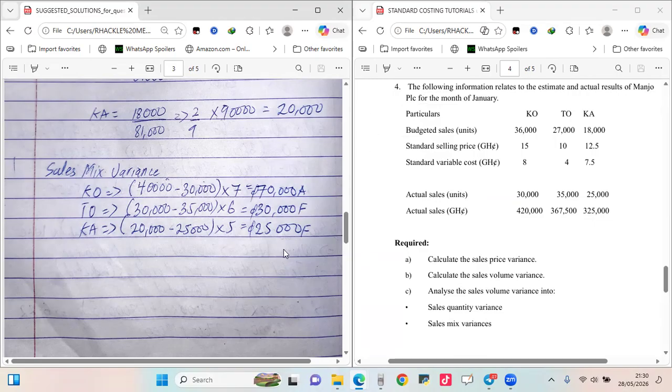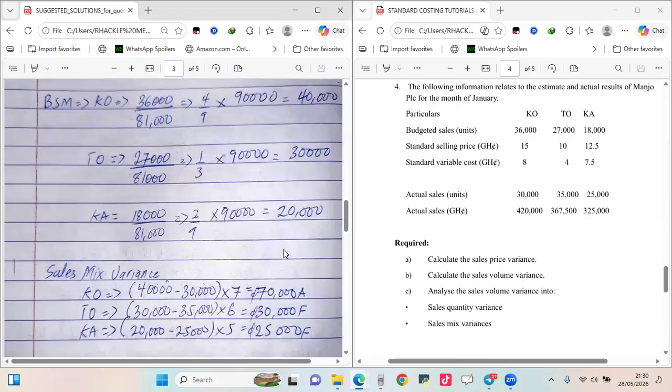All right, so that is it for the sales mix. So the sales mix is just similar to the material mix, right? We just apportion it and then we get the standard mix for actual, but the budgeted standard mix for actual production. Actual production, then we are good to go.